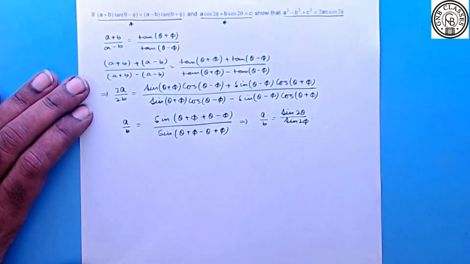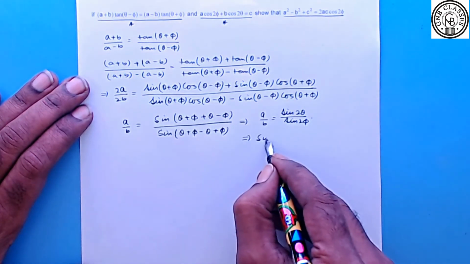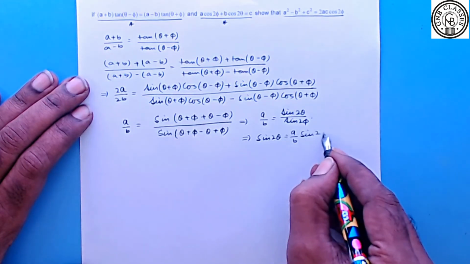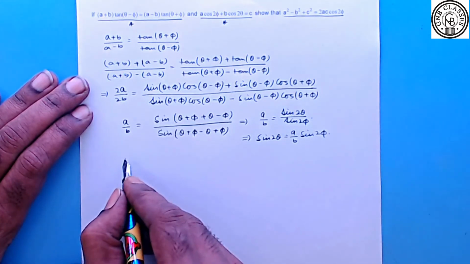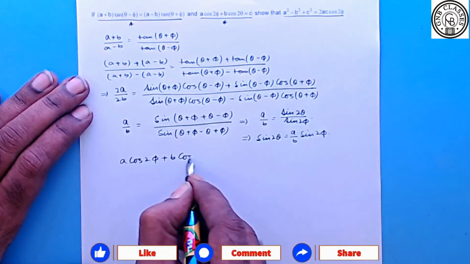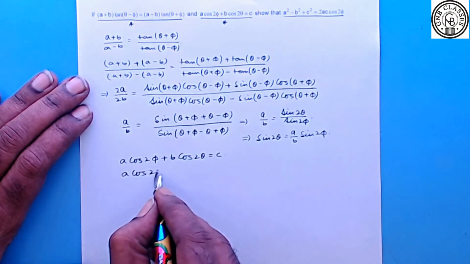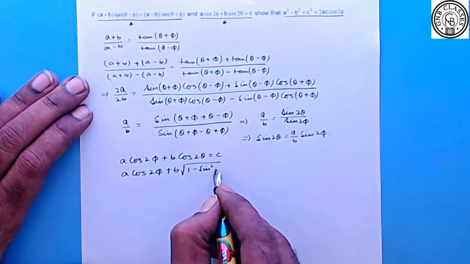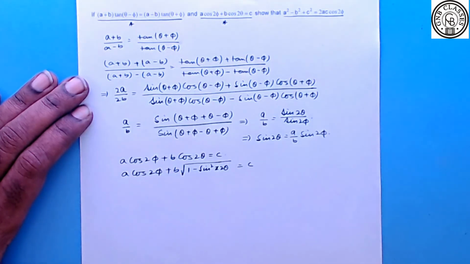Now what is our main task? Our main task is to remove theta. So from here we can write sin 2 theta is a by b sin 2 phi. Is it clear? Now from the second condition we have b cos 2 theta, and cos 2 theta can be written as under root 1 minus sin square 2 theta, right? Which is equal to c.